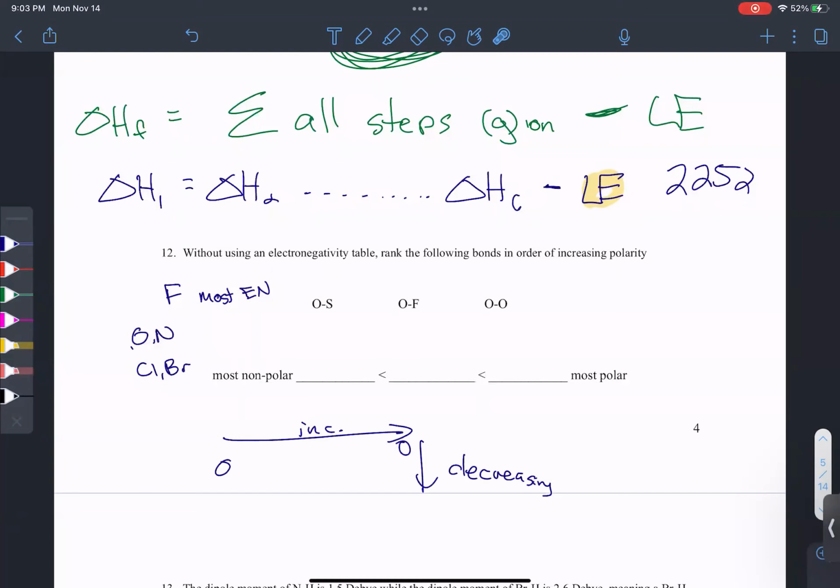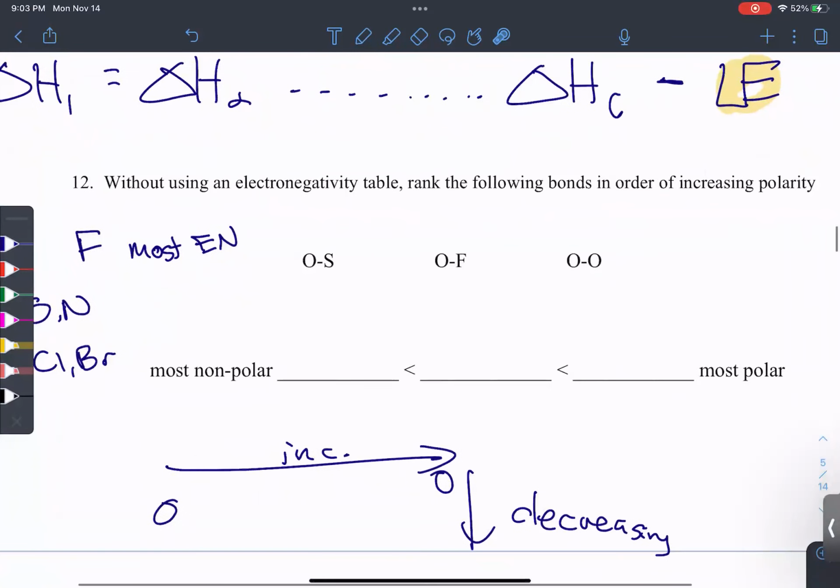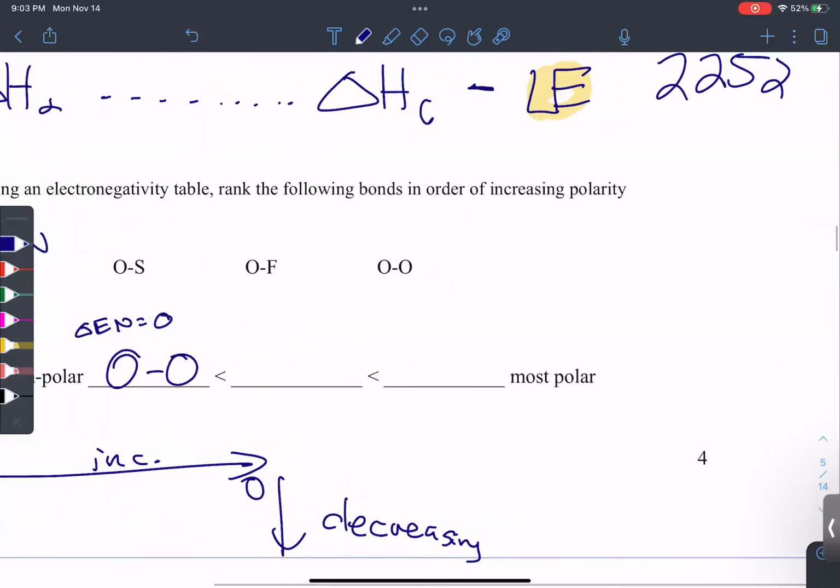So that can help you out of a jam sometimes, get you on the right track to figure out what's polar and what's more non-polar. Which is the most non-polar bond? Diatomic oxygen, O2. Even though we don't know the numbers, what is its delta EN? It has to be 0, because it's the same number and you'll always get 0. All right, so now our options are OS and OF.